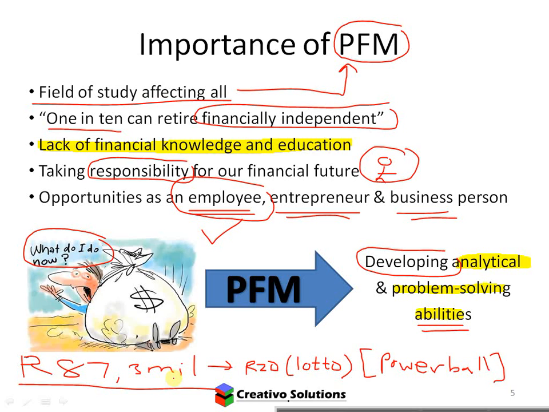Right. Some people might say, well, I've got 87.3 million, right? If I live for 87 years, that's 1 million rand a year. Would you be able to live comfortably with 1 million rand a year? Probably. So maybe you could just spend 1 million rand a year for the next 87 years, and just travel and see the world.